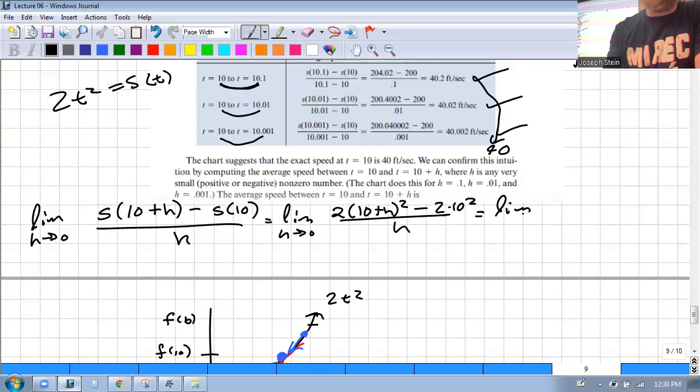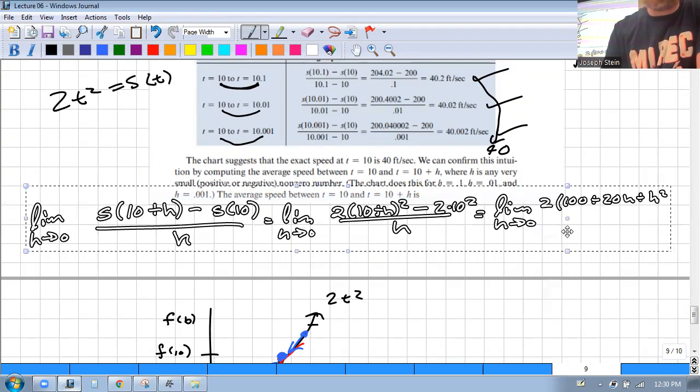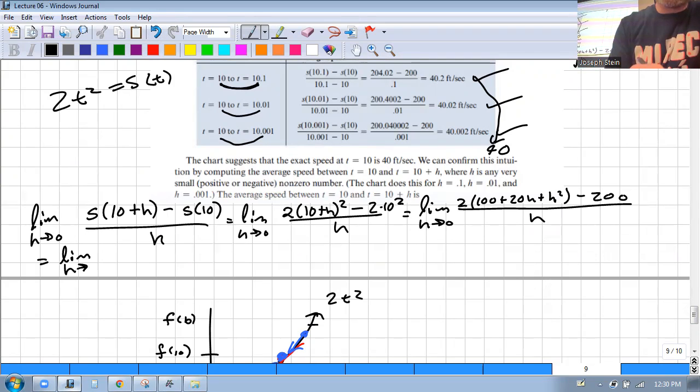So we still have the limit here. The H on the bottom is going to go away, basically. On top, we have a 2. If we square this guy, 10 squared is 100. Then we have 20H. And we have H squared. And then we have to smash this. And then we have minus 10 squared is 100 times 2 is 200. And this is all over H. I still haven't taken the limit.